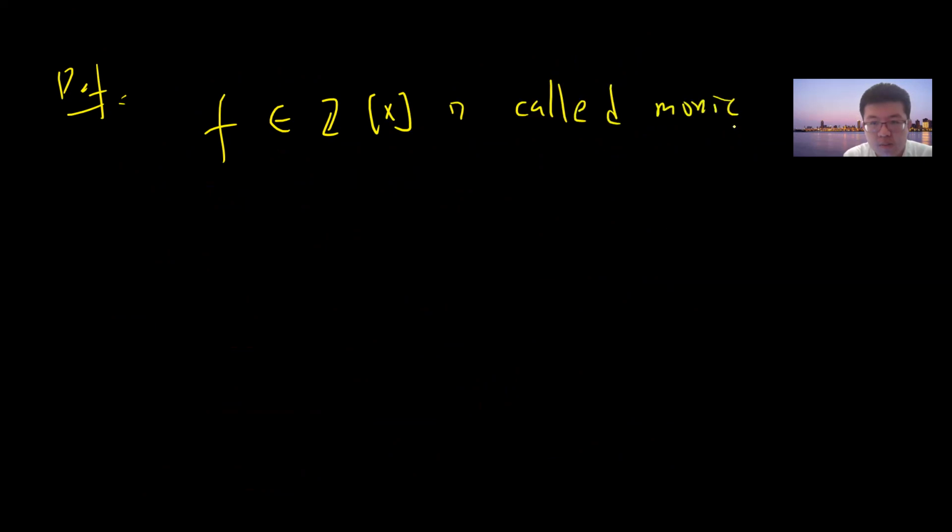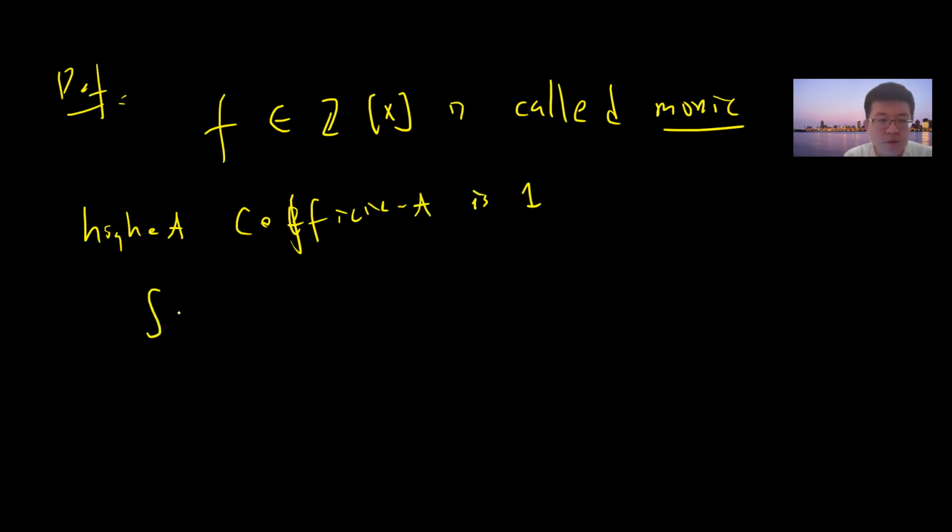Okay, just a definition. An integer polynomial is called monic if the highest coefficient of f is 1. What I'm saying is that f can be written as x to the power n plus a_{n-1} x^{n-1}, and keep going. This is called monic. So basically, the highest coefficient is 1.